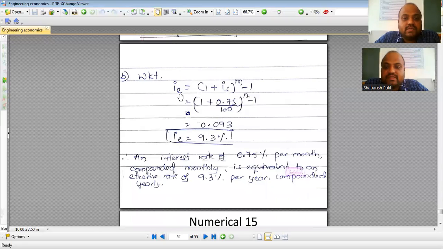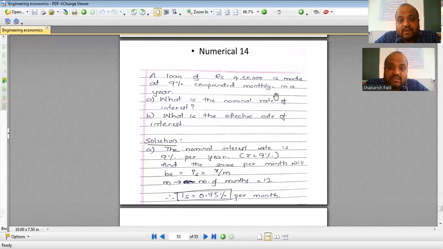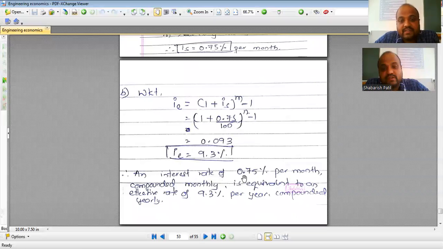Next, effective interest. We know that effective interest is equal to (1 plus IS) raised to M, minus 1. It is IS or R, both the same thing here. Only IS, yes, it's IS. So if you substitute them, your effective interest becomes 9.3%. Now look at the statement. He says 9% compounded monthly, but actually they will be applying 9.3%. An interest rate of 0.75% per month compounded monthly is equivalent to an effective rate of 9.3% per year compounded annually.